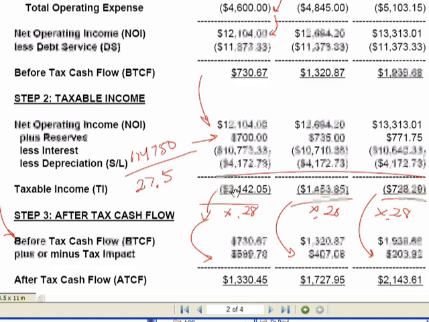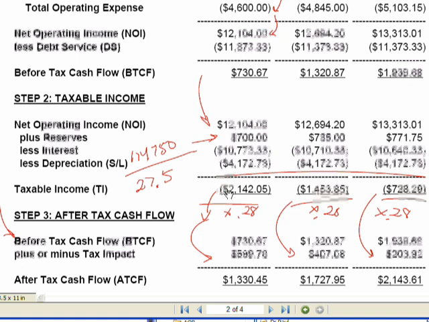So to calculate taxable income, again, we start out with NOI, we add back a reserve, if we took a reserve. We calculate the interest portion of our annual debt service. We subtract that, and we can subtract out depreciation each year. So that gives us taxable income.